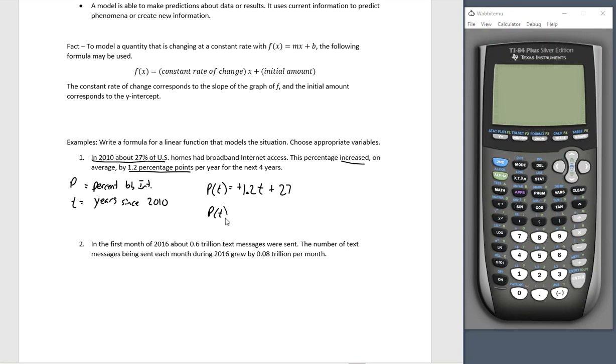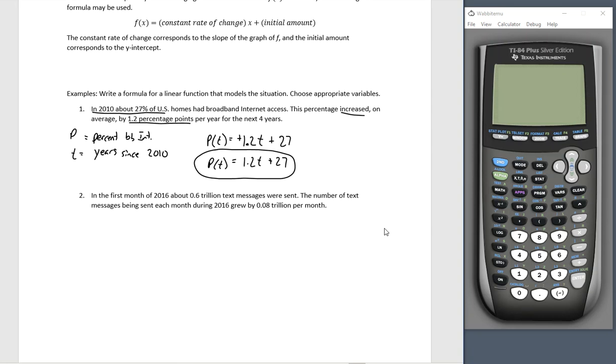So that's it. The percent of U.S. homes that have broadband internet access in the 4 years since 2010 can be modeled by this equation: P of t equals 1.2t plus 27. The only reason I rewrote that is because the plus for increasing is not necessary. So I wrote it just so it looks nicer. That's it.